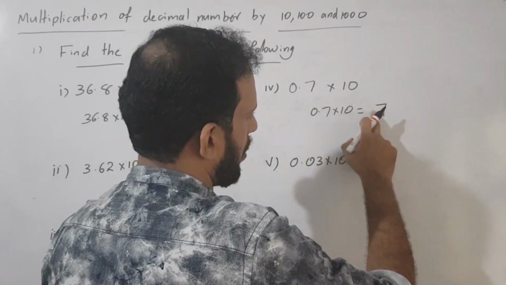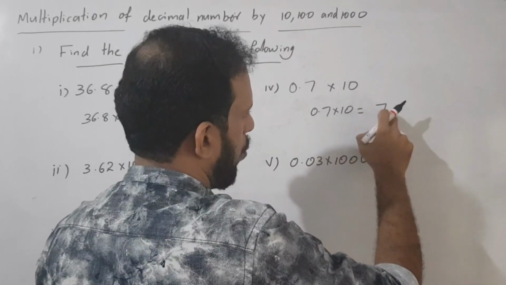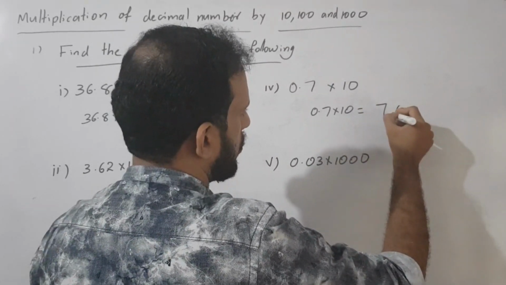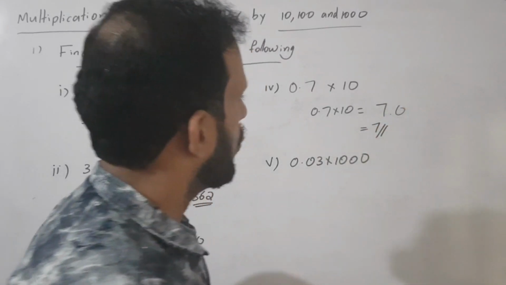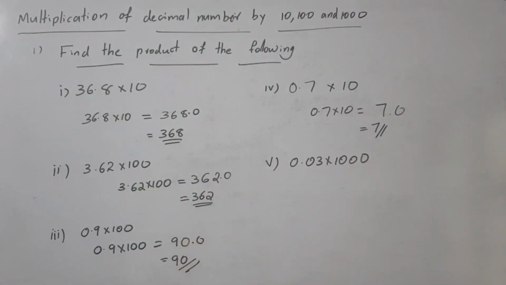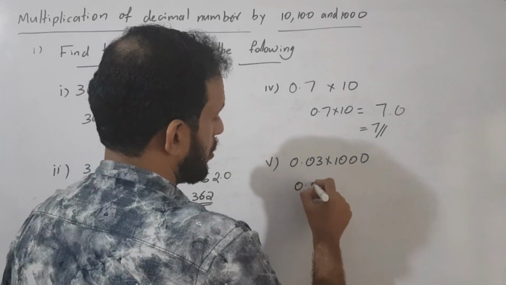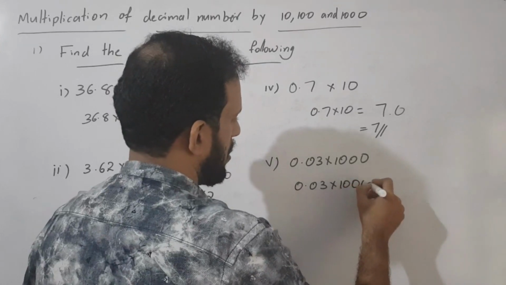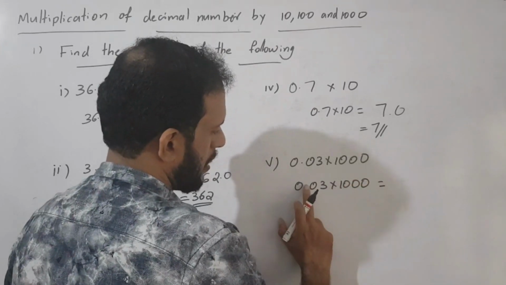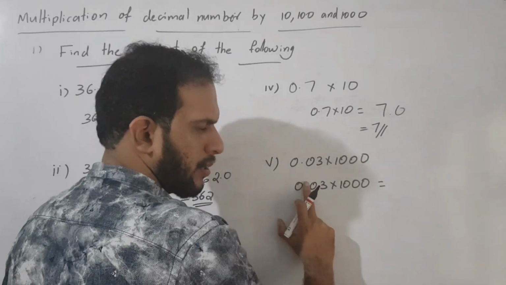Correct? So 7. Then how many steps? 1 step back. Then here 1. So 7.0 is same as 7. Okay, 0.7 into 10 is equal to 7. Here, 0.03 into 1000 is equal to, first we just avoid, not consider the decimal point, the number is 003.